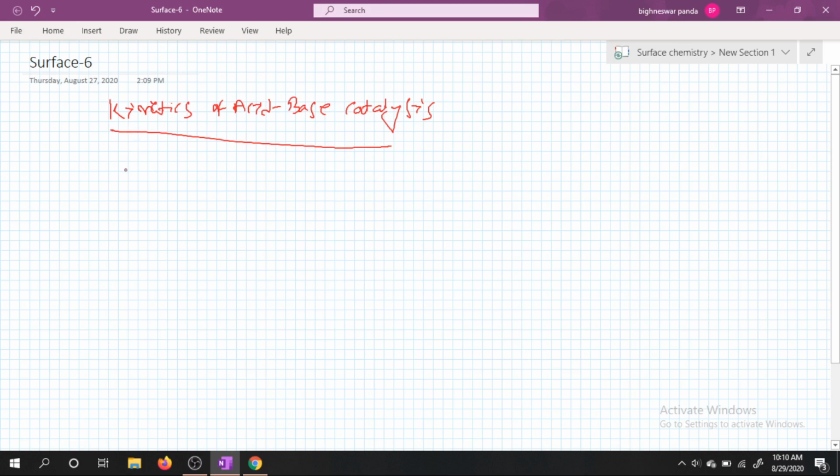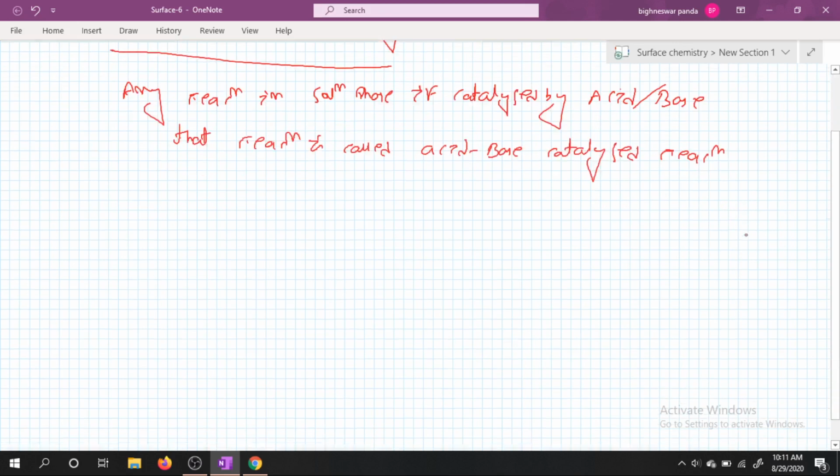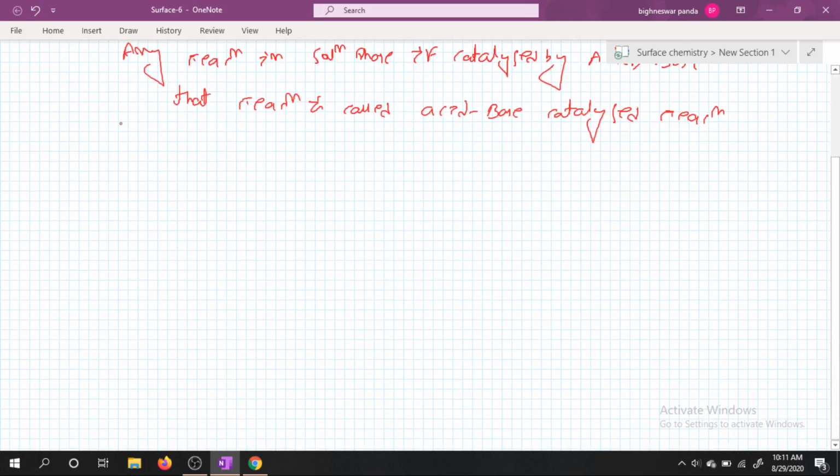Any reaction in solution phase catalyzed by acid or base, that reaction is called acid base catalyzed. And this reaction can be carried out in two steps.